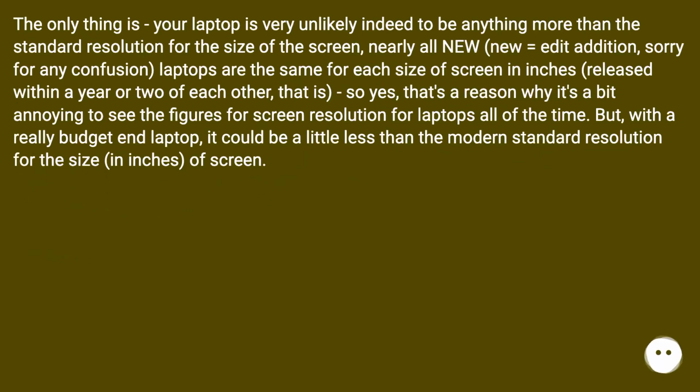The only thing is, your laptop is very unlikely to be anything more than the standard resolution for the size of the screen. Laptops are nearly the same for each size of screen in inches, when released within a year or two of each other. So yes, that's a reason why it's a bit annoying to see the figures for screen resolution for laptops all the time. But with a really budget-end laptop, it could be a little less than the modern standard resolution for the size, in inches, of the screen.